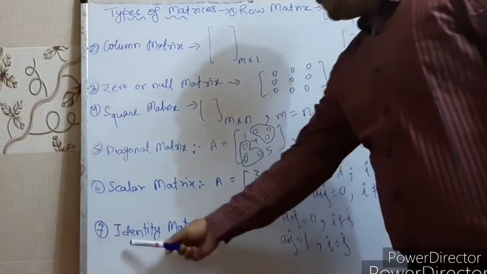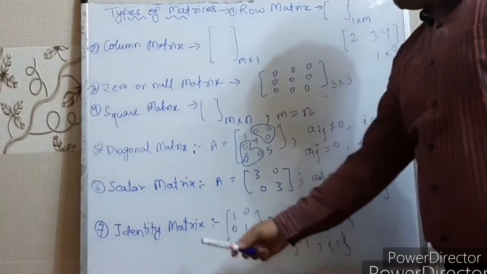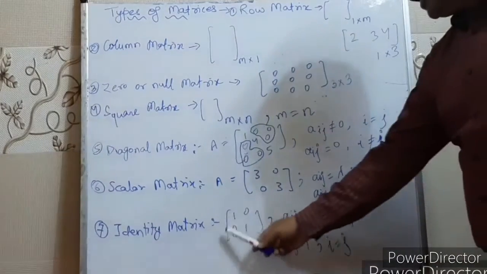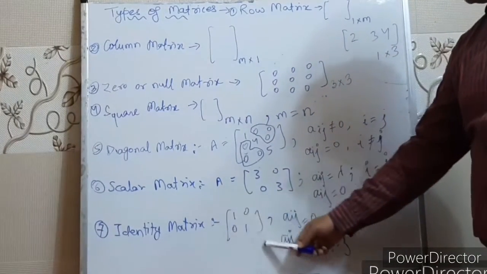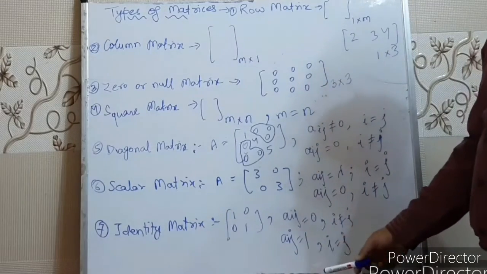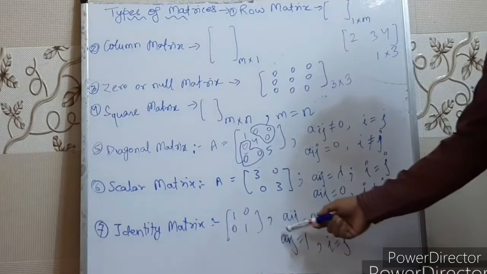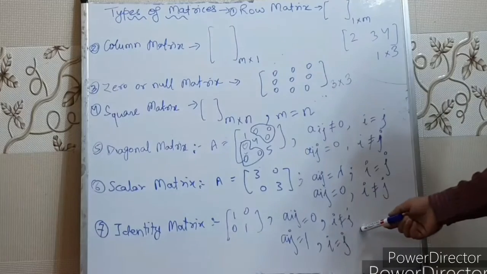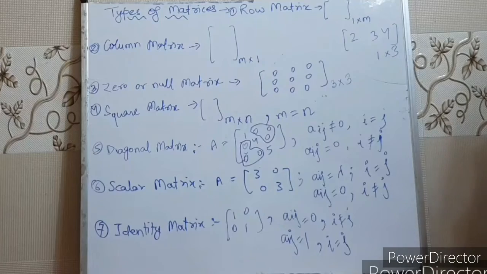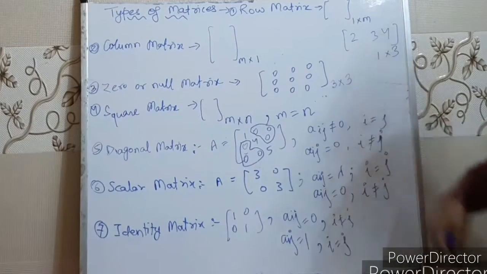Next is the identity matrix, or you can say unit matrix. In this type of matrix, the diagonal elements become 1 and all the rest of the elements are 0. This is called the principal diagonal, and all its elements will be 1. So this is a 2 by 2 order matrix. You can also write a 3 by 3 order matrix. So Aij will be 0 when i is not equal to j, and Aij will be 1 when i equals j. These are a few types of matrix that you have already studied in class 10. Please note down.